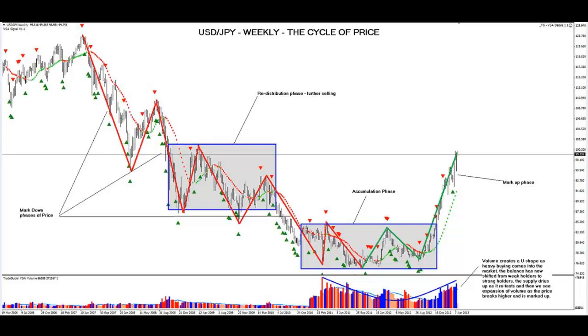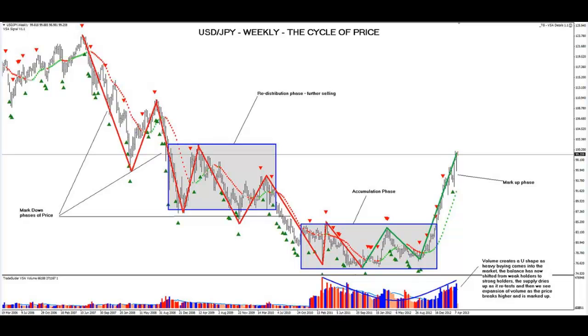Recently I've put an article on the website about market phase, and I'm going to do a video on it to accompany that article. As you can see here, we've got the US dollar Japanese yen weekly chart, and I want to go over the different phases in the market.